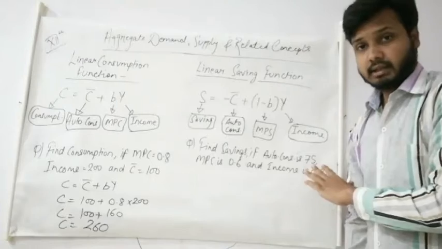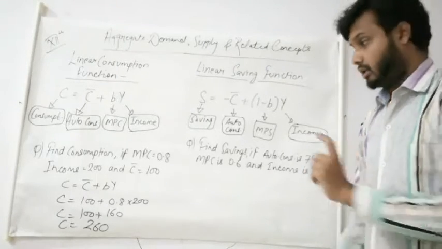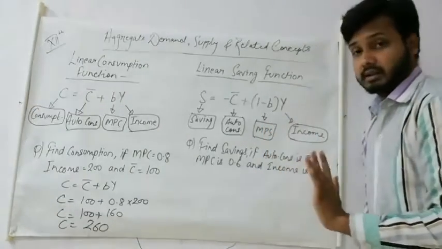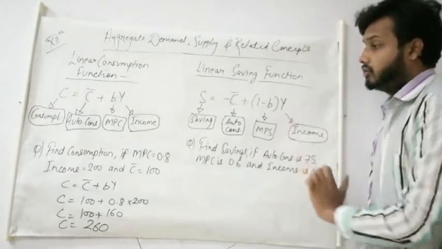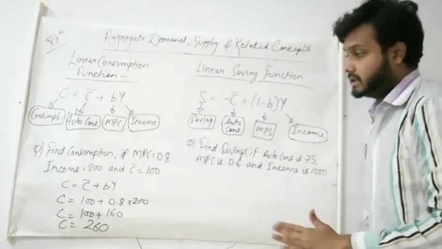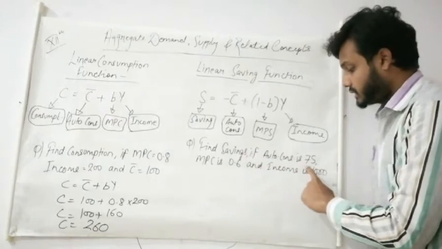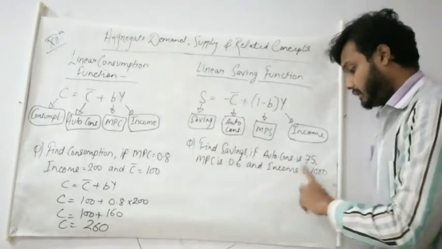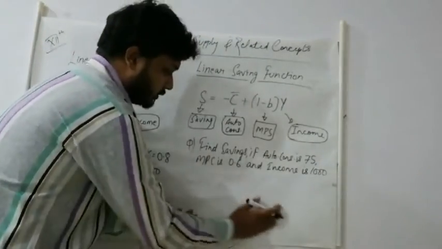This we will see now, because MPC plus MPS equals 1. So that's why 1 minus MPC will be MPS. Nothing you have to do, just write 1 minus b, and Y. Y is the same here. So the formula, you can see, is very easy. See a question based on this. Find savings if autonomous consumption is 75, MPC is 0.6 and income is 1000. So here also we just need to put values in the formula.